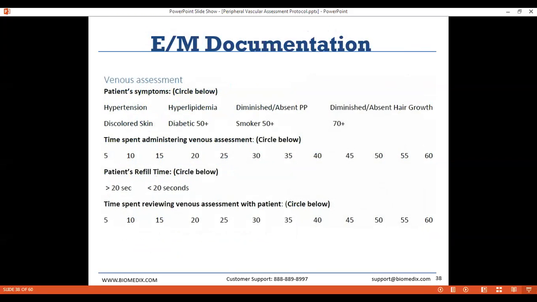So to make this as easy as possible for you, we have made a document that will allow you to easily keep track of all of the time that's spent, so you can bill for those E&M codes. This is the top half of the sheet. You circle one of the patient's symptoms. That's the reason that they're getting this vascular assessment protocol. You'll be familiar with all of those different symptoms, but if you need to write a new one, Raynaud syndrome, anything along those lines, there's obviously space to do that as well.